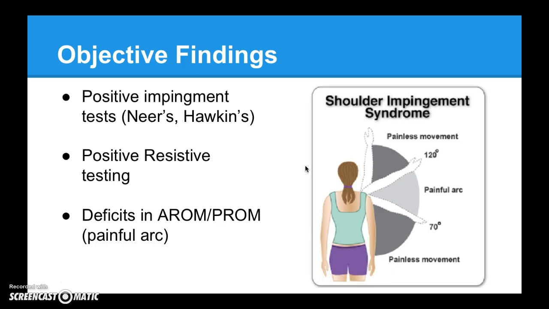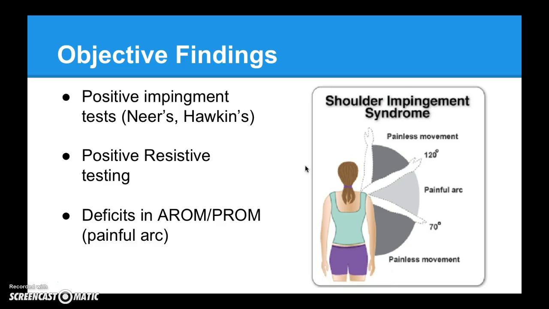Now let's look at some objective findings. During the assessment, you may find that the patient has positive impingement tests, as pictured on the next slide, positive resisted testing of the scapular stabilizers or rotator cuff muscles, and deficits in active or passive range of motion.